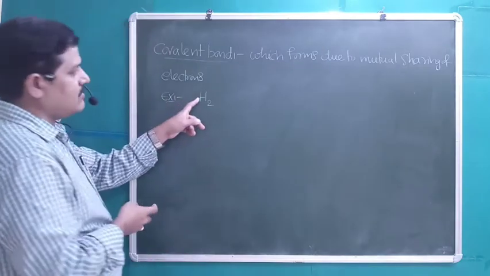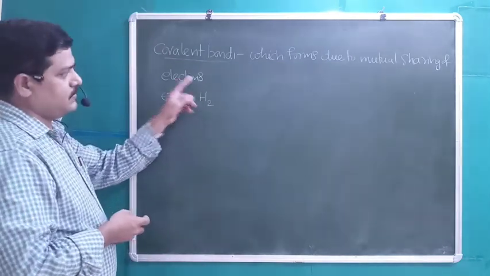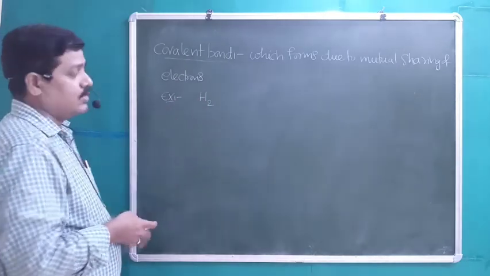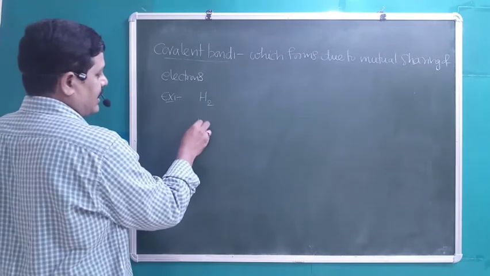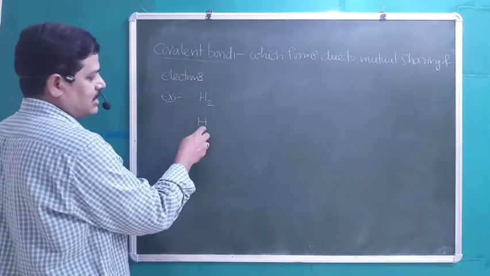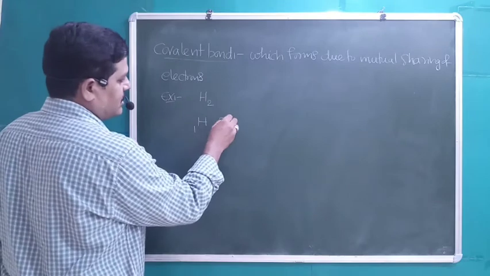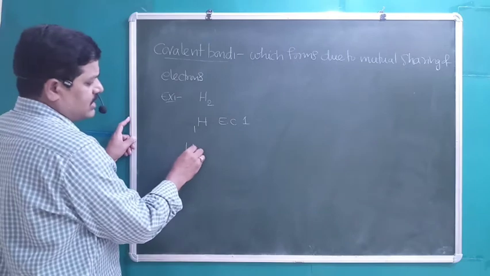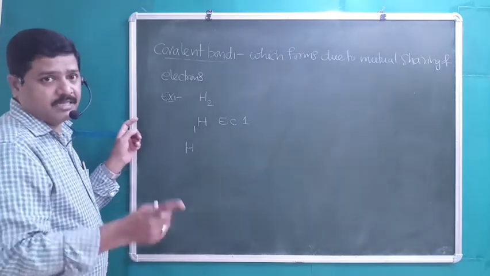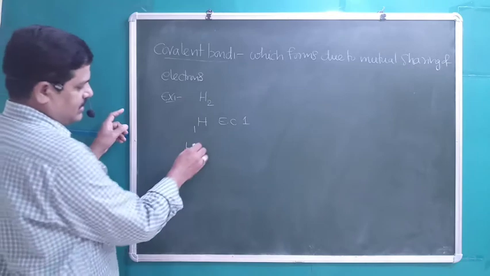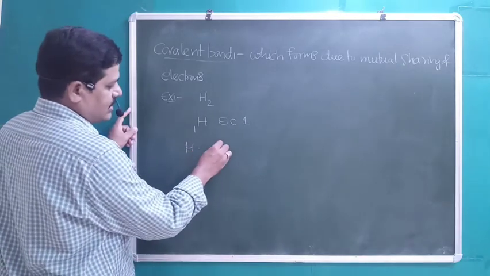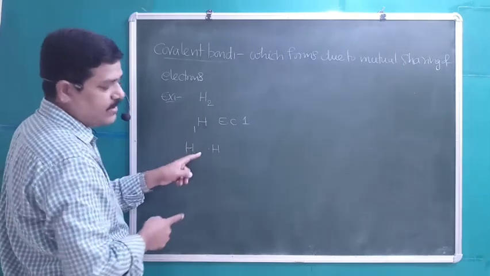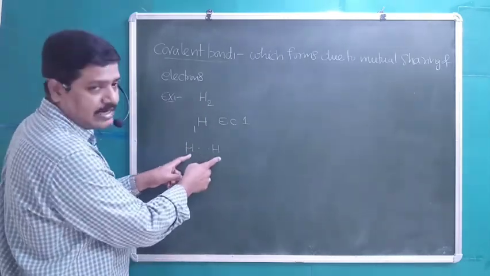So here hydrogen will try to achieve the nearest inert gas configuration. It will try to achieve 2 electrons in the outermost shell. Hydrogen atomic number is 1, electronic configuration is 1, right? So the hydrogen atom requires a duplet configuration, that is 2 electrons in the outermost shell. Now how is the hydrogen molecule formed from hydrogen atoms? 2 hydrogen atoms are there.